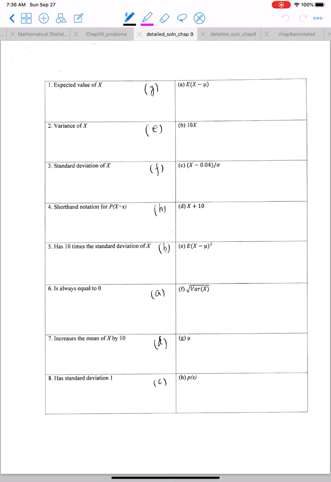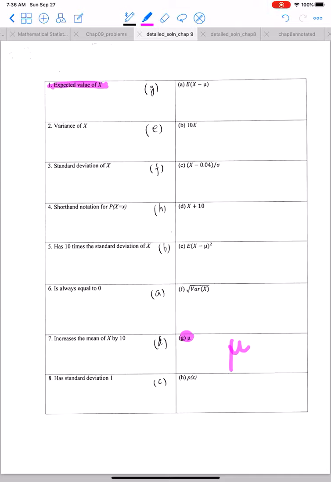So here we have the solutions for chapter 9. The answer to the first question, expected value of x, that shall be g, because the expected value of x is denoted by the Greek letter mu.